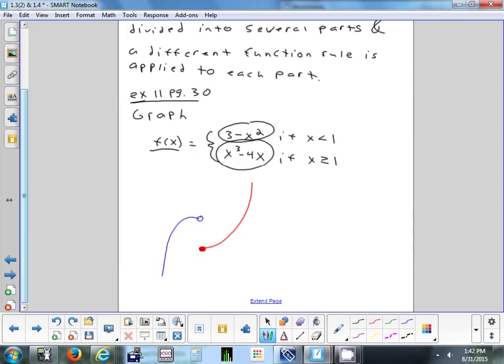So that's what it should look like if we were graphing it on paper. Don't include the endpoint on the first one because it's just a less than. This has the equal to on the second graph. So that's why I filled that in.